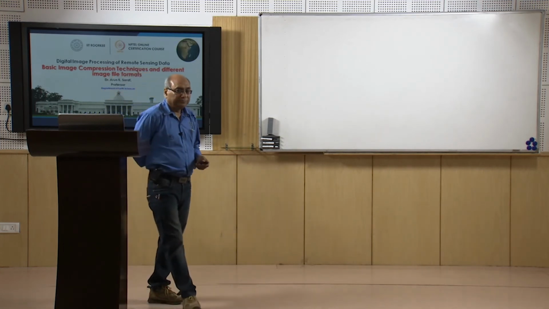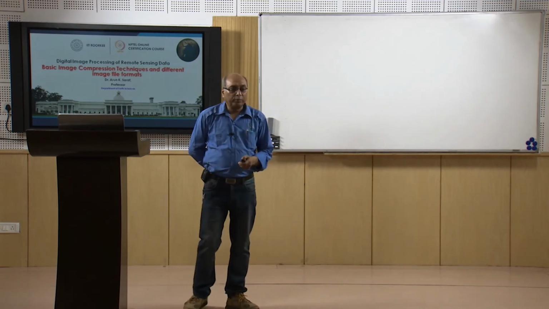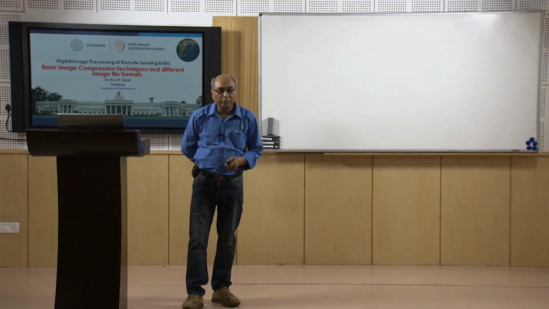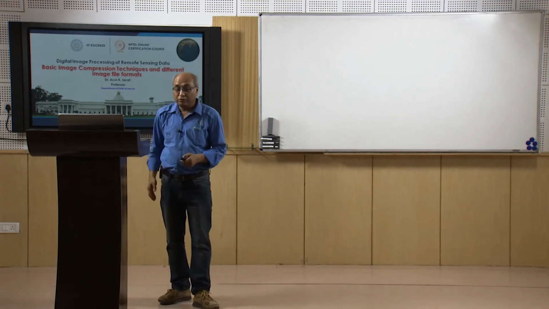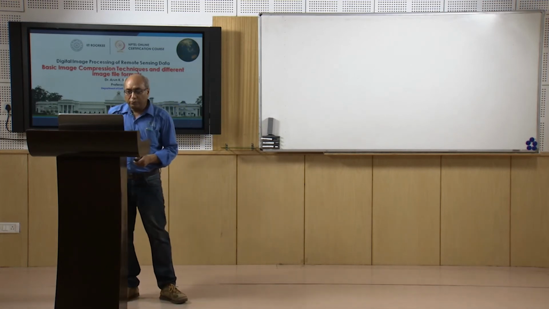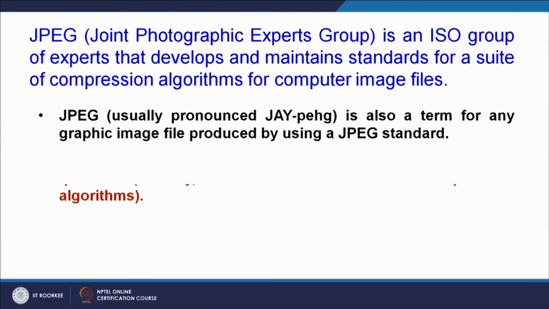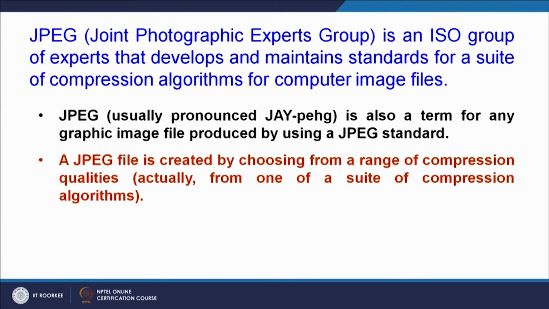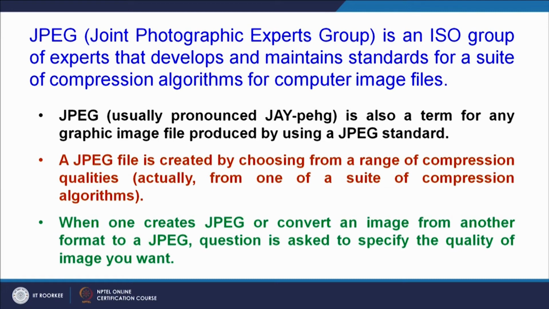Now JPEG, which an ISO group of experts called the Joint Photographic Experts Group developed, has various versions, and JPEG is also a term for any graphic image file produced by using the JPEG standard. A JPEG file is created by choosing from a range of compression quality. You can choose whether you want 100% quality or 50% quality, and then accordingly the compression will be performed, when one creates a JPEG or converts an image from another format to JPEG.